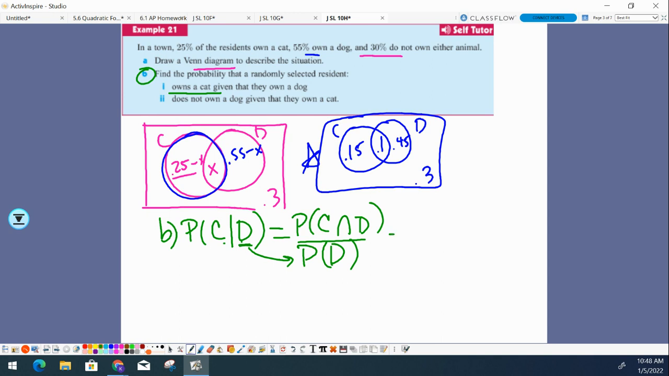All right, so if we look at our Venn diagram, this portion is our intersection. So that's our 0.1. Probability of cat and dog is 0.1, divided by just the probability of the dog, which is 0.55. And if we divide that, we get approximately 0.182 if we go 3 sig figs.